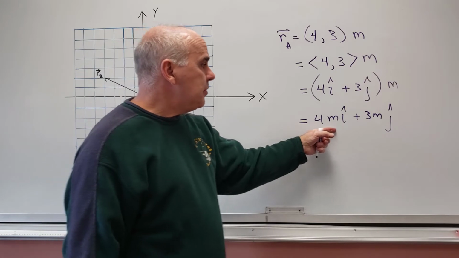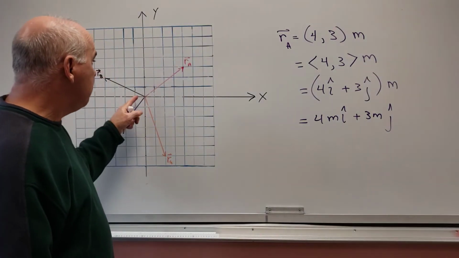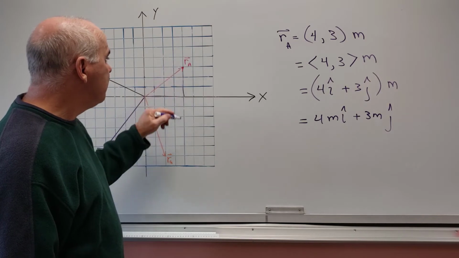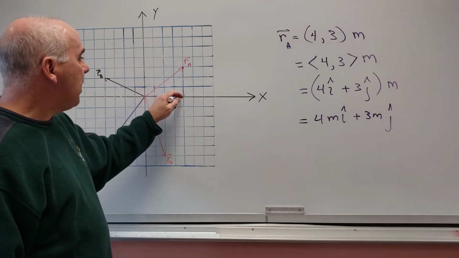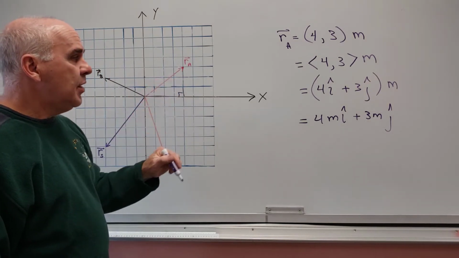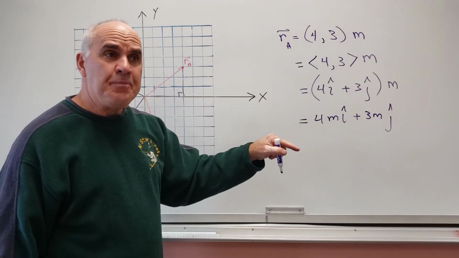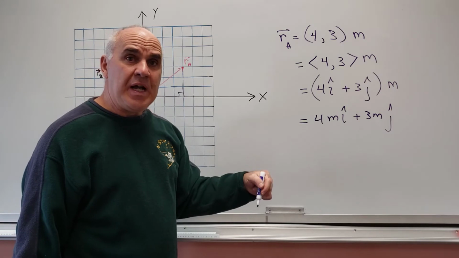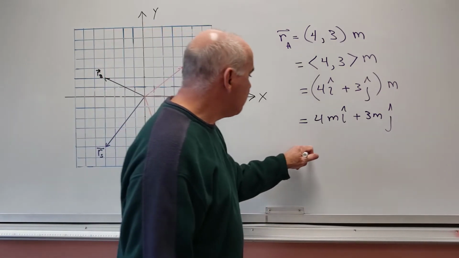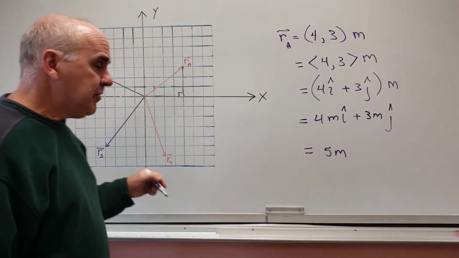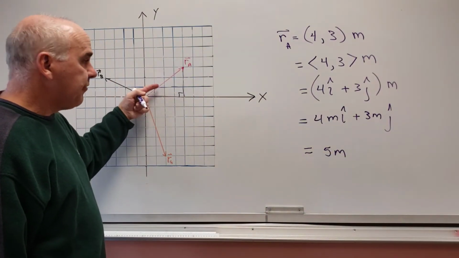Well, 4 meters squared plus 3 meters squared, that's going to be the hypotenuse of this triangle. 4 squared plus 3 squared is 16 plus 9. 16 plus 9 is 25, and the square root of that is 5. So this would also be 5 meters, but I have to know what this angle is from the x-axis.